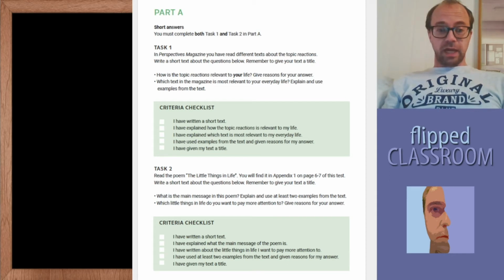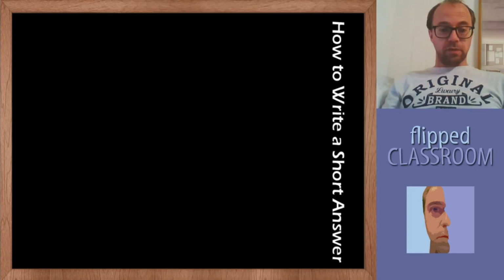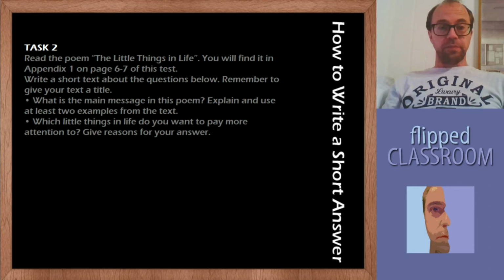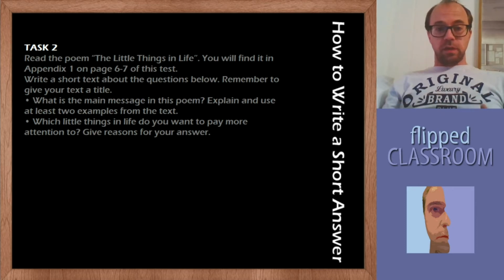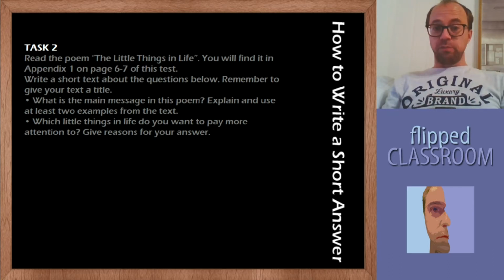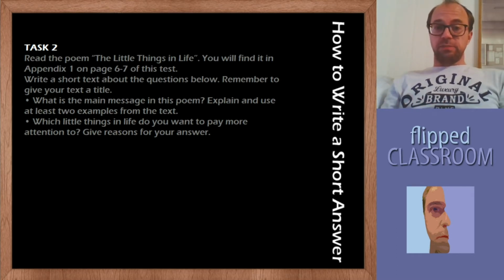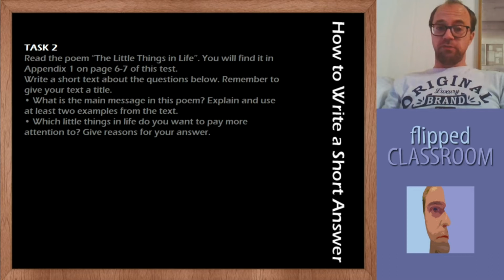But I have actually already written that, so you can see it a bit clearer here. Task 2. Read the poem The Little Things in Life. You will find it in Appendix 1 on page 6 and 7 of this test. Write a short text about the questions below. Remember to give your text a title. What is the main message in this poem? Explain and use at least 2 examples from the text. Which little things in life do you want to pay more attention to? Give reasons for your answer.